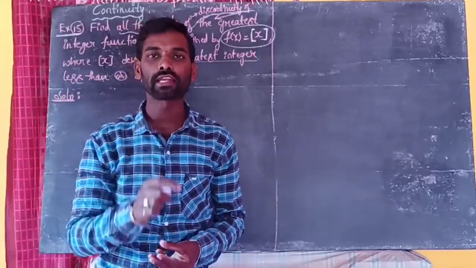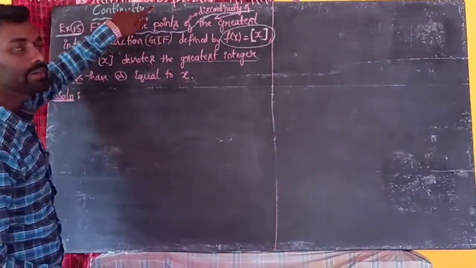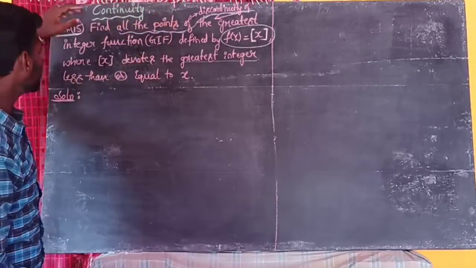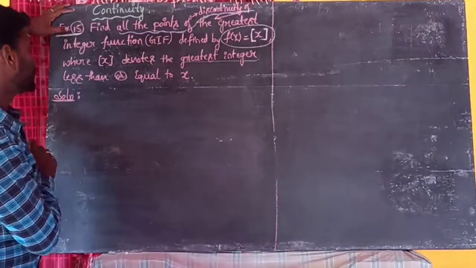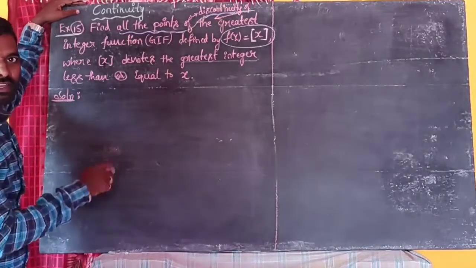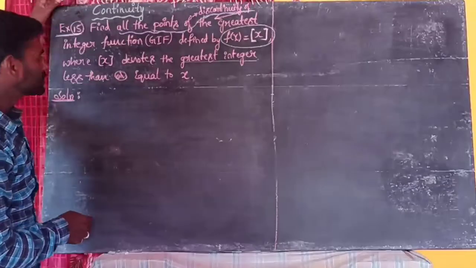Dear students, in our last class, that is continuity part 3, we discussed up to 14 example problems. Now, in today's class, let us discuss the remaining problems, that is example 15.